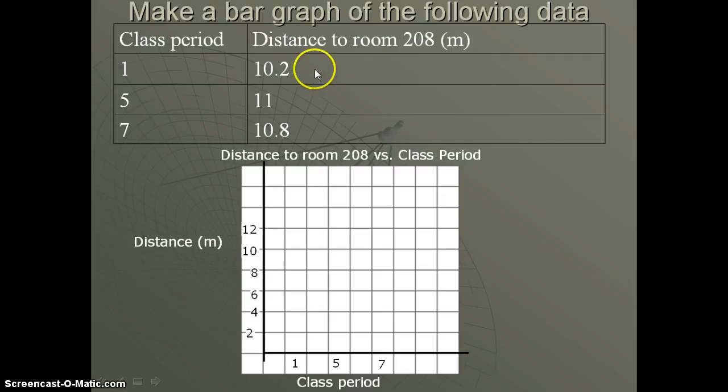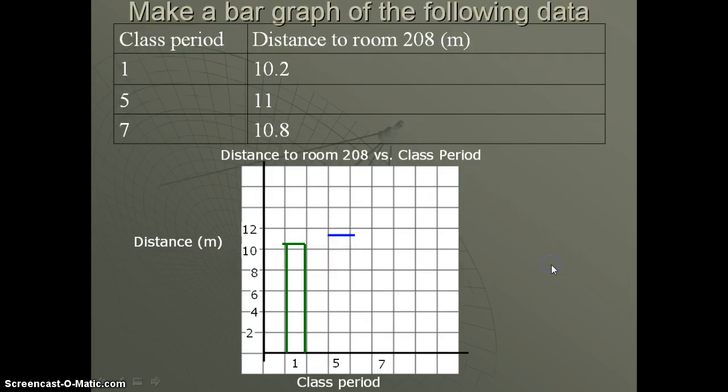Okay, now class period 1 measured the distance to be 10.2. So that's going to be right around here. And then I actually have to draw my bar. Alright, class period 5 measured the distance to be 11. So that's going to be around here.